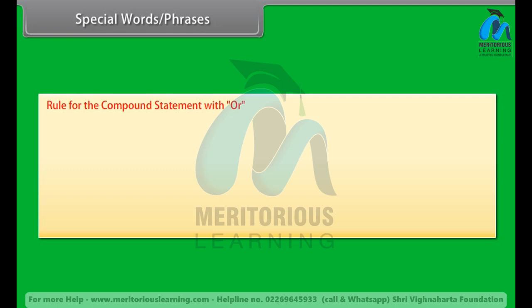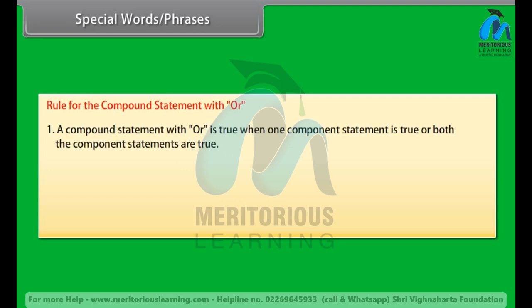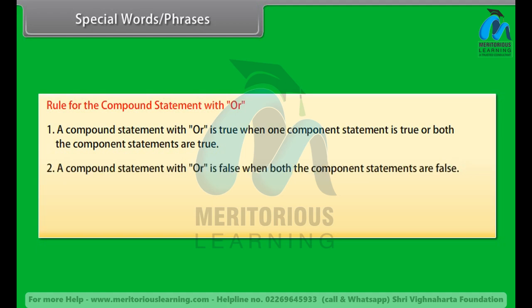This is called inclusive use of the word "or". Rule for the compound statement with or. 1. A compound statement with or is true when one component statement is true or both the component statements are true. 2. A compound statement with or is false when both the component statements are false.